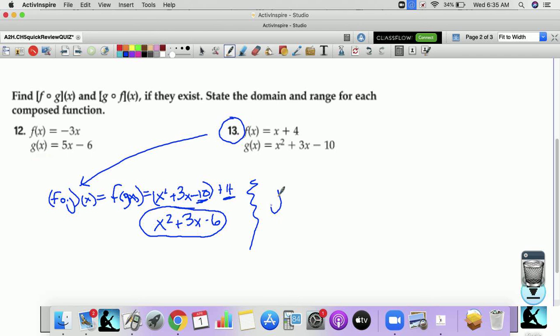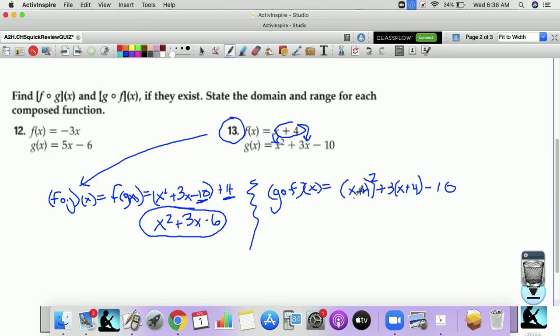Let's do g of f of x now. So I'm going to take my f function, I'm going to plug it in my g function. And this one is clearly going to be a lot more work because I'm taking this and I'm plugging it in here, and I'm plugging it in here. So I'm going to have x plus 4 squared plus 3 times x plus 4 minus 10.